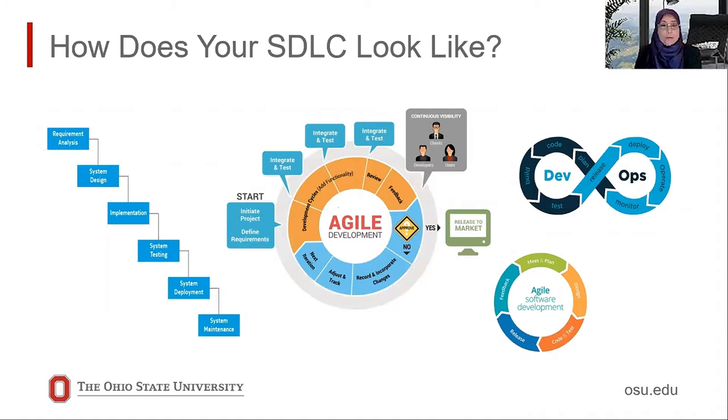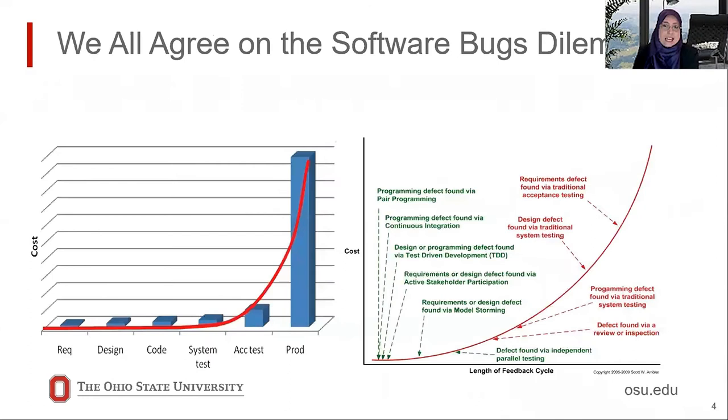So how does your SDLC look like? Are you adopting a waterfall model, or maybe you are in an agile shop? Or I wonder if you're a DevOps enthusiast and you're really automating all the things. Whatever your SDLC looks like, I believe that we all agree that software bugs are a dilemma. And we know that the longer it takes for us to discover it, the cost goes up higher.